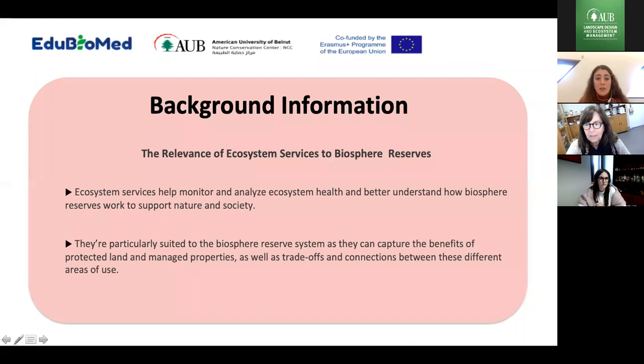Now that's great. We understand what a biosphere reserve is and what the ecosystem services are. Now what's the link between these two? If we dig deeper, we can see that ecosystem services help us to monitor and analyze the ecosystem's health, and they allow us to better understand how these biosphere reserves are working in order to better support nature and man. So they are very valuable to the biosphere reserve because they can capture the benefits of protected land and managed properties, as well as different trade-offs and connections between these different areas of use.